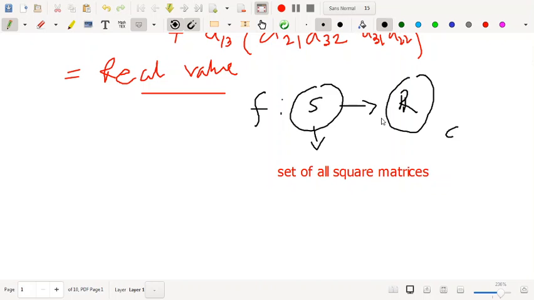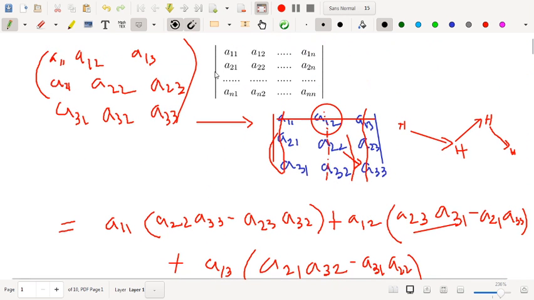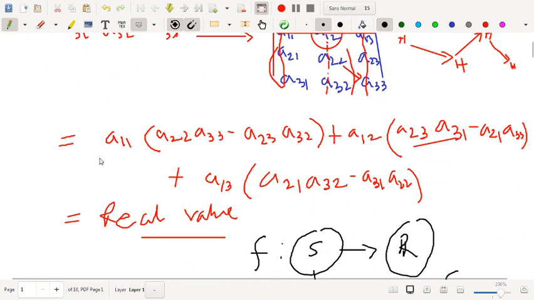That is, the set of all square matrices of order n. Actually a square matrix may be of order n, order 2, or order 3, which assigns to each matrix A in S a scalar, a real number. That association is called a determinant function. Okay, clear? So this is how the determinant works, and this is how you will expand the determinant.